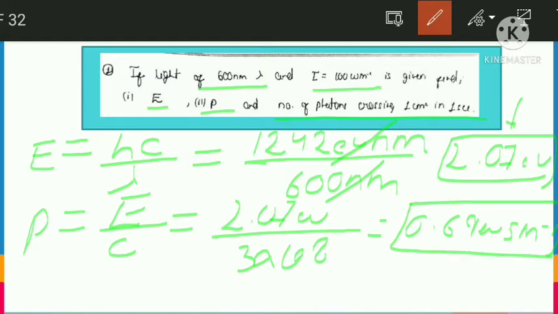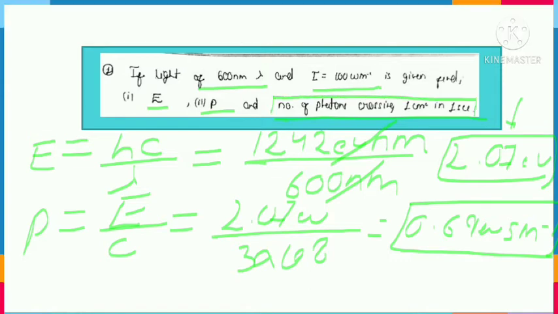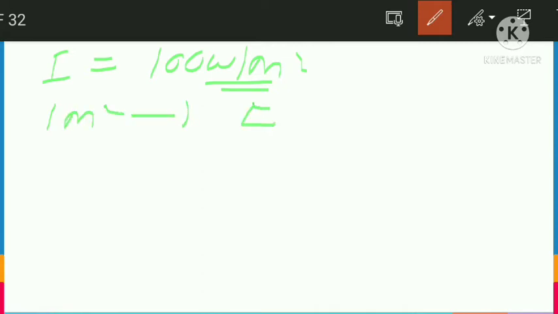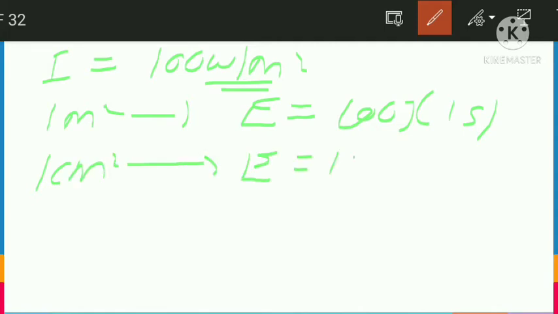Now let's come to the third thing, the number of photons crossing 1 centimeter square in 1 second. How do we do this? Our intensity was 100 watt per meter square. What it means is that in 1 meter square we have an energy of 100 joule falling in 1 second. So by the unitary method, in 1 centimeter square we will have energy of 100 into 10 to the power minus 4 joule falling in 1 second. This comes to be 10 to the power minus 2 joules.